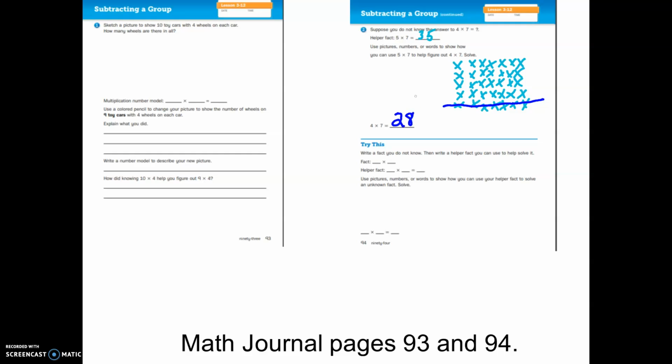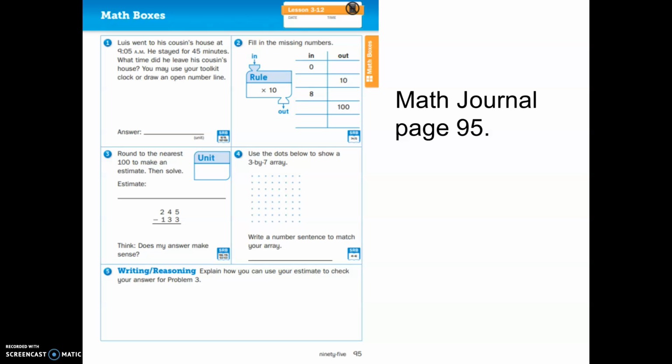So I can use helper facts to figure out other multiplication problems. And I don't always have to have a story to go with it. You go ahead and finish the rest of this. MathBox Journal, page 95. Let's take a look at this one.